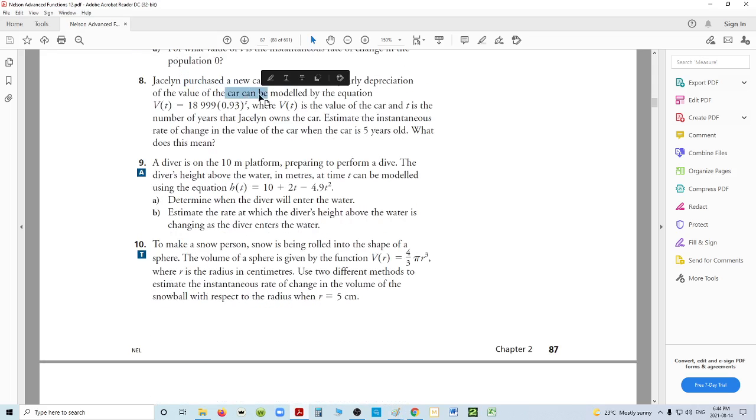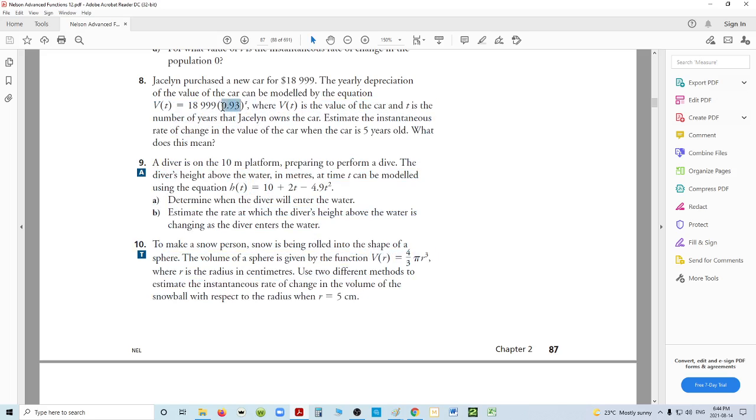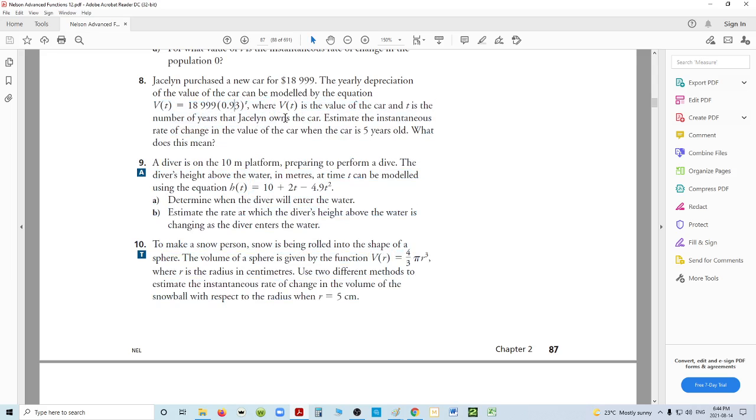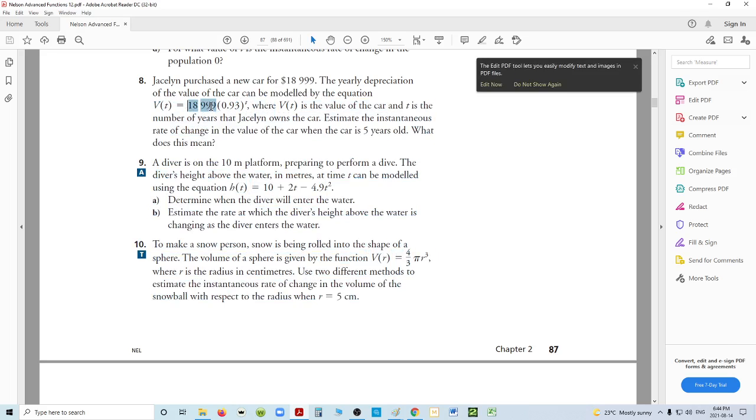She purchased a new car. It's depreciating. It's going down in value. So notice this is less than 1. That's the sign of a decay curve. Any value above 1 with an exponent of x or t is a growth curve. Any value below 1 with an exponent of x or t is a decay curve, where t is the value of the car. What was the value of the car in year 0? Well, 0.93 to the exponent 0 is 1, times 1899. So that was the initial value of the car. It even said it right there.